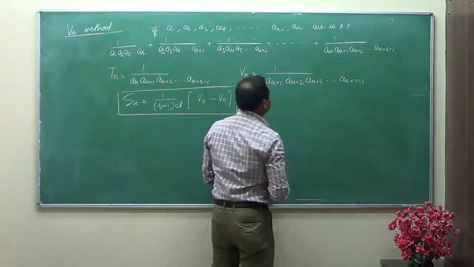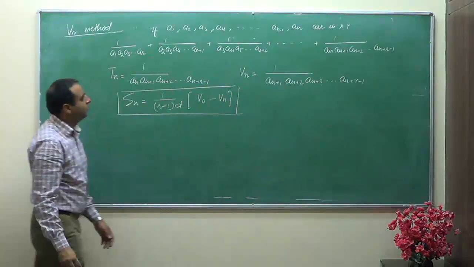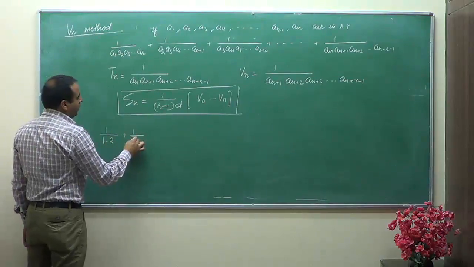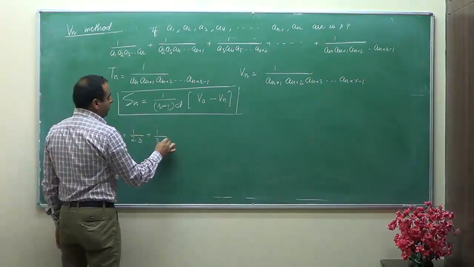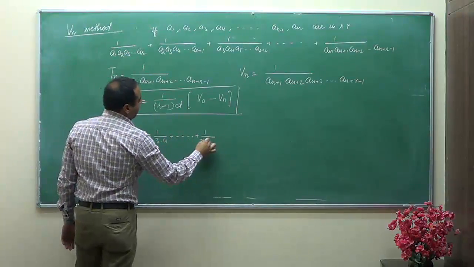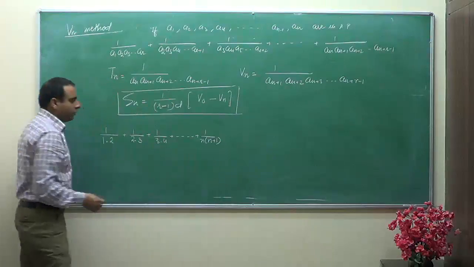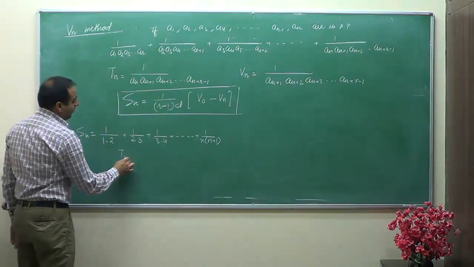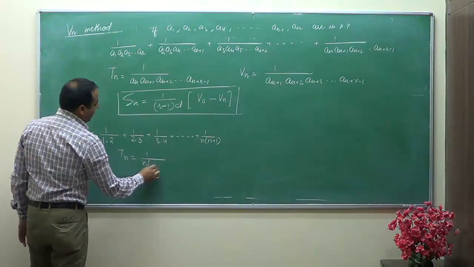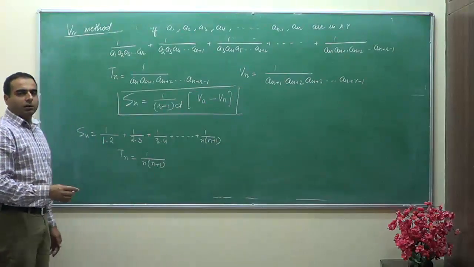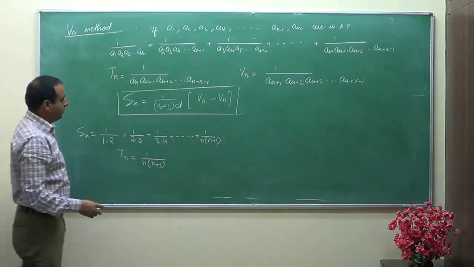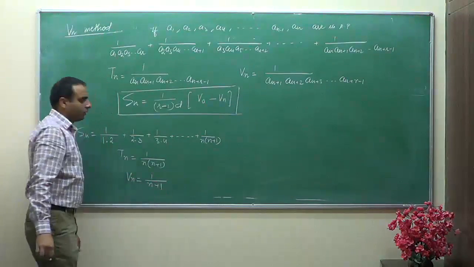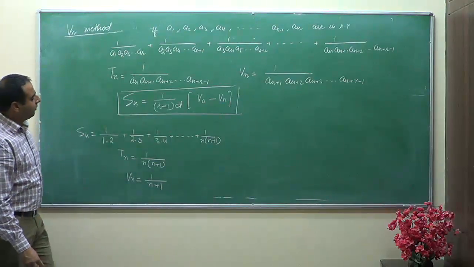अब देखिए यहां पर सपोज क्वेश्चन हमें कुछ इस प्रकार मिलता है: 1 over 1 into 2, plus 1 over 2 into 3, plus 1 over 3 into 4, up to 1 over n into n plus 1. Find the sum of this series. So first of all we will determine Tn. Tn is 1 over n into n plus 1. What is Vn? Vn will be 1 over n plus 1.